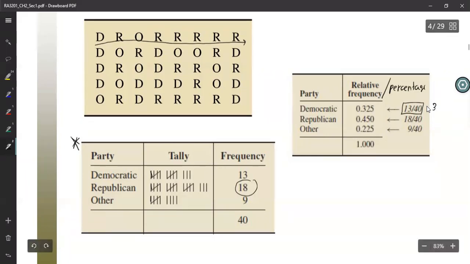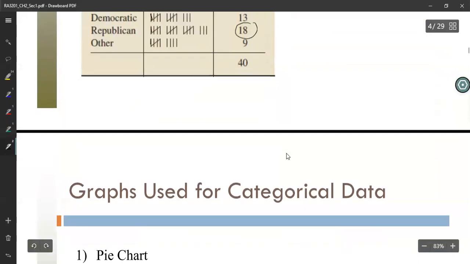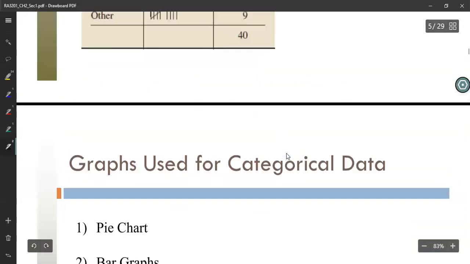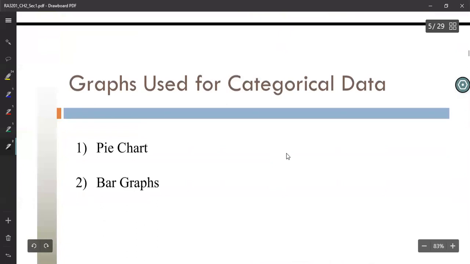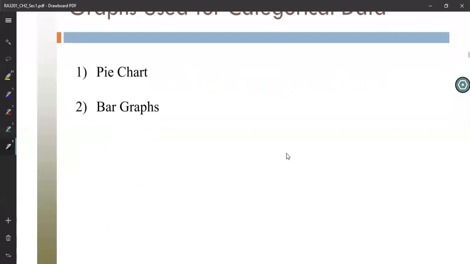So this is 32.5%, 45%, 22.5%, and added together you'll get 100%. Okay. Now after you prepare a table like this, it is very easy to use a graph. Usually with categorical variables, we stick with two different types of graphs, the pie chart and the bar graph.